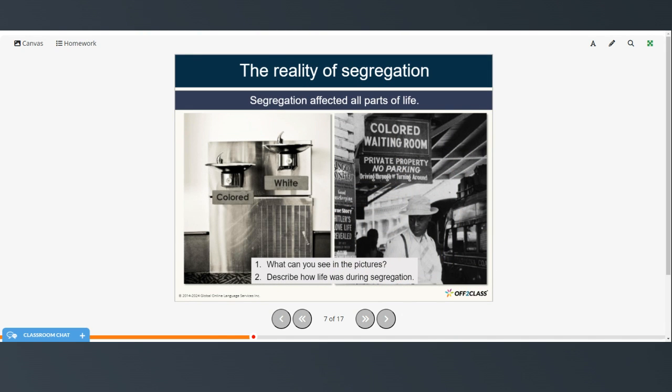So segregation affected all parts of life, and so here are some of the things that you could see in the pictures. Separate water fountains, separate waiting rooms. And so how do you think life would be during segregation?